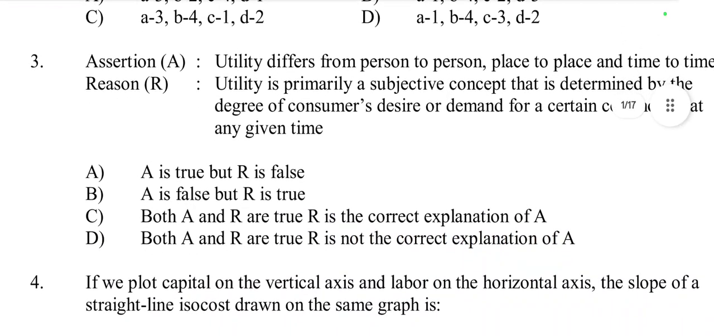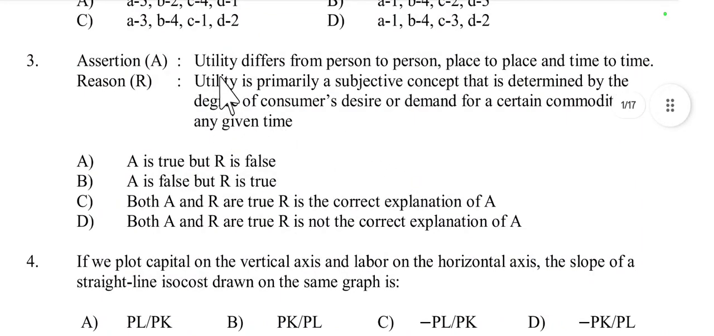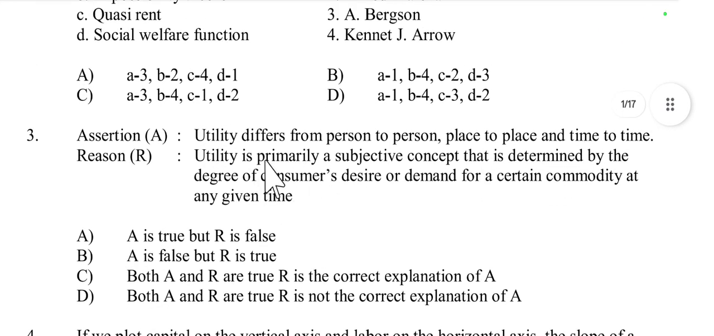Then next, question number 3, an assertion and reason type question. The assertion is, utility differs from person to person, place to place and time to time. This is correct, because utility for one person may vary from another person. Utility for the same good differs in different places and from time to time. For example, in the rainy season the demand for umbrella or raincoat increases, in winter season the demand for blanket increases. Utility also differs between places, like cold region or hot region, and from person to person.